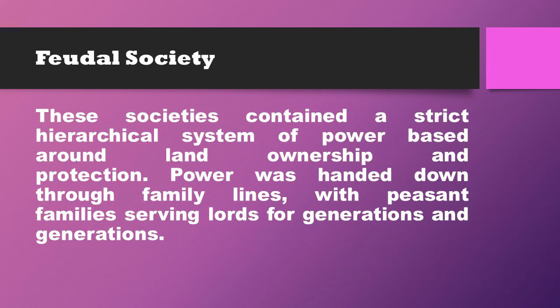So the last type of pre-industrial society we have is the feudal societies. The ninth century gave rise to feudal societies. These societies contained a strict hierarchical system of power based around land ownership and protection. So the nobility, known as the landlords, placed vassals in charge of pieces of land. So in return for the resources that the land provided, vassals promised to fight for their lords.